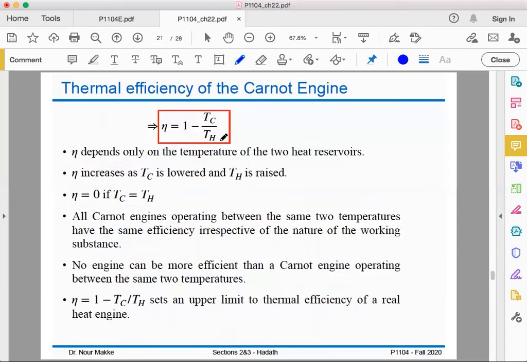So this is it for the Carnot engine. Of course, you can apply the efficiency of a Carnot engine immediately. You are only responsible for knowing, to memorize, this expression eta equals 1 minus Tc over Th for a Carnot engine. So if you're asked about the Carnot cycle efficiency, you can apply this relation directly.